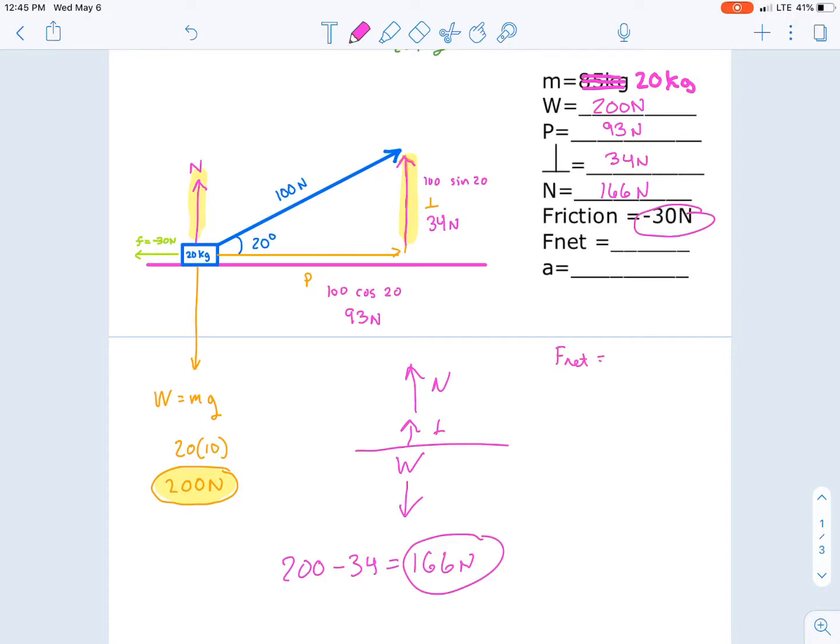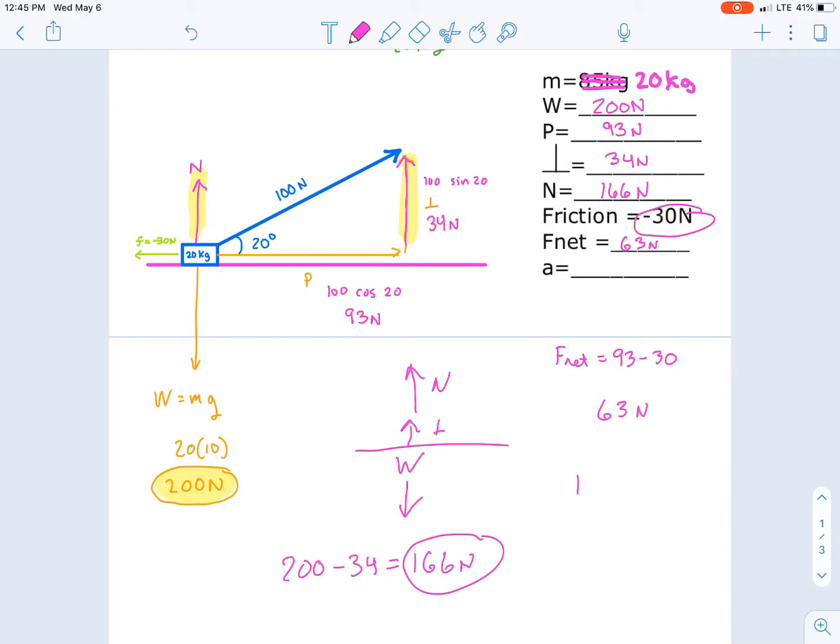Why did I pick the flats? Because it's not shooting up in the air. You're pulling it across the table. If you ever pulled anything with a rope, you're not lifting it up into the sky, right? It's pulling along the table or along the ground. So our net force is along the ground. It's parallel to the ground. That's where I'm getting that. So 93 minus 30, because they're opposites, equals 63 newtons. Our net force is 63 newtons.